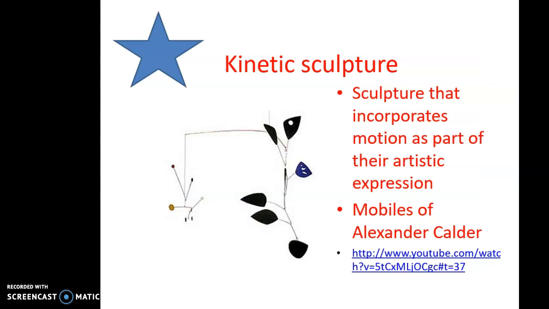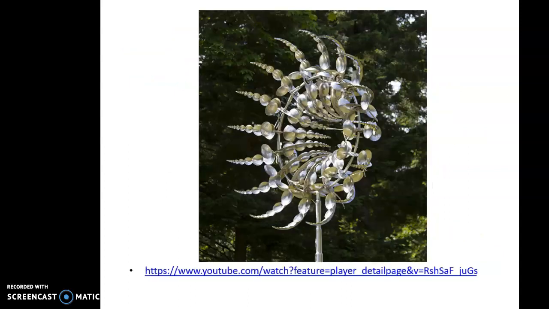Now, kinetic sculptures are sculptures that incorporate motion as a part of the artistic expression. So the mobiles of Alexander Calder that we talked about are really great examples because they spin, they move. Sometimes it's because we start them to move, and sometimes it can be wind, all of those kinds of things. So I would highly suggest that you take a look at the video there. That is a link to kinetic sculpture.